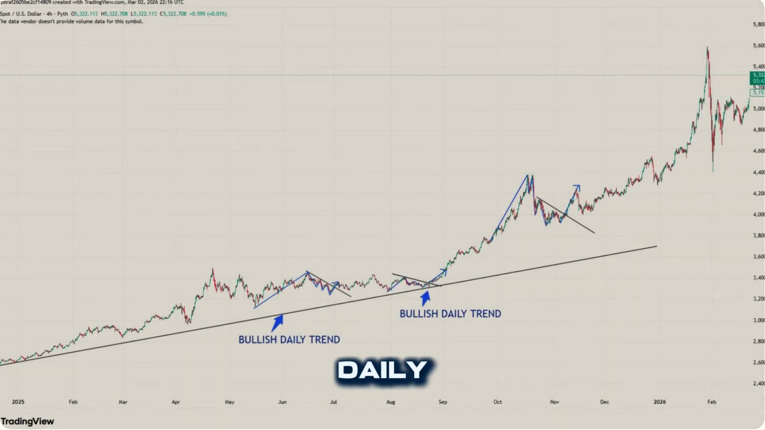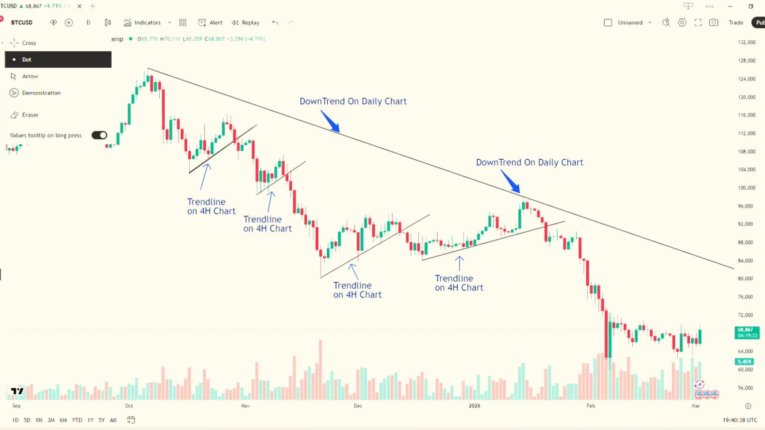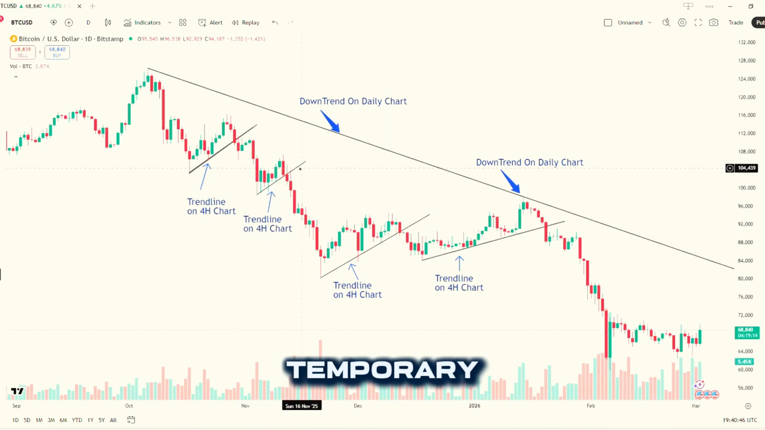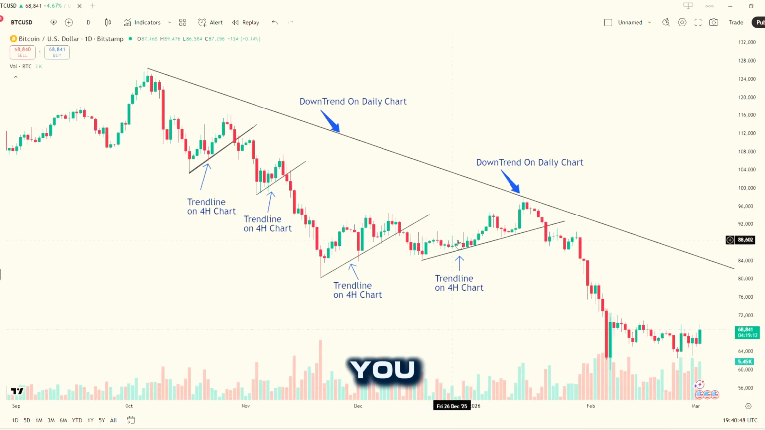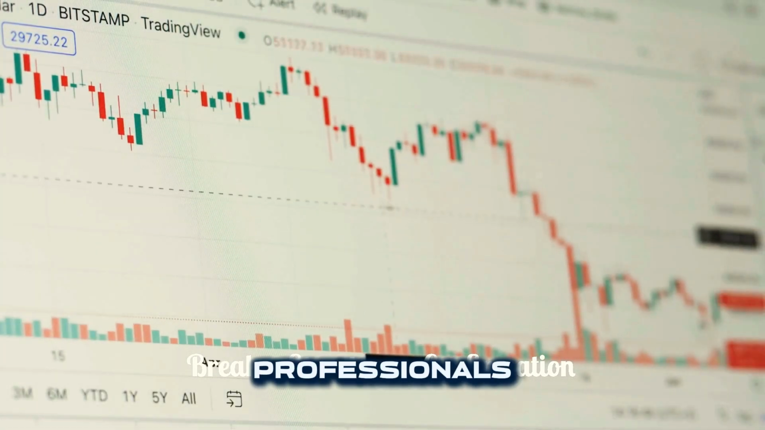In a bullish daily trend, connect the lower highs of the correction. In a bearish daily trend, connect the higher lows of the correction. This trend line represents temporary counter momentum. Now you wait. No guessing, no early entries, no forcing trades. This is where patience separates amateurs from professionals.